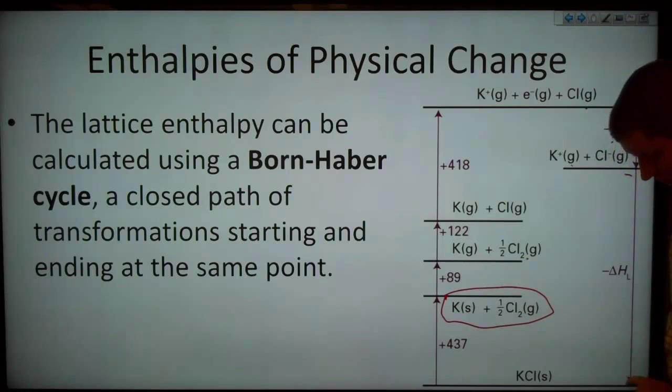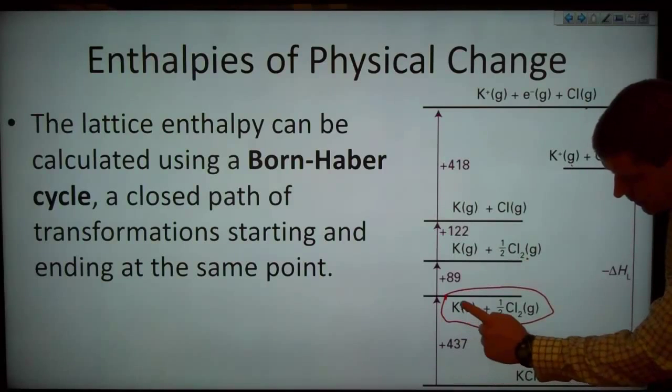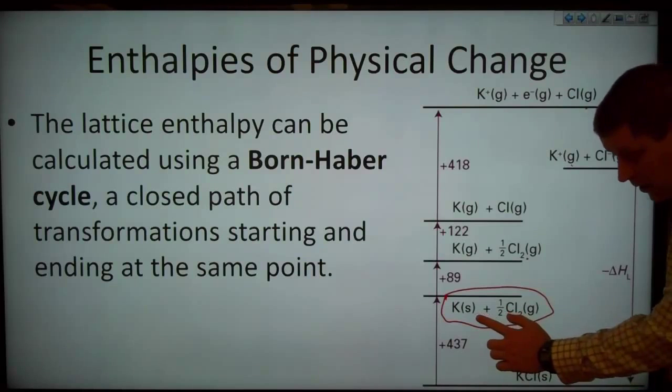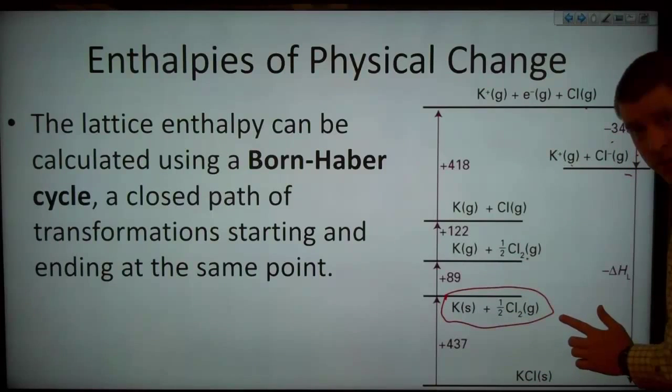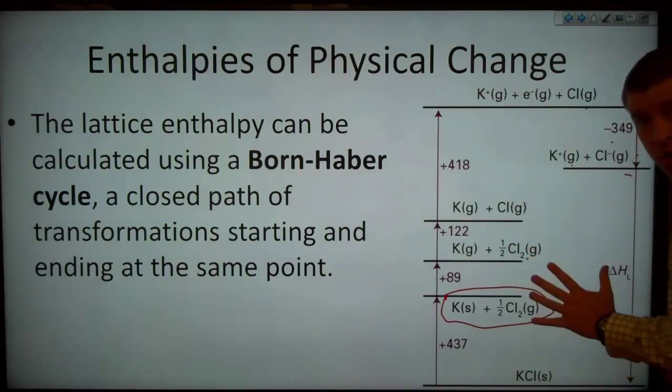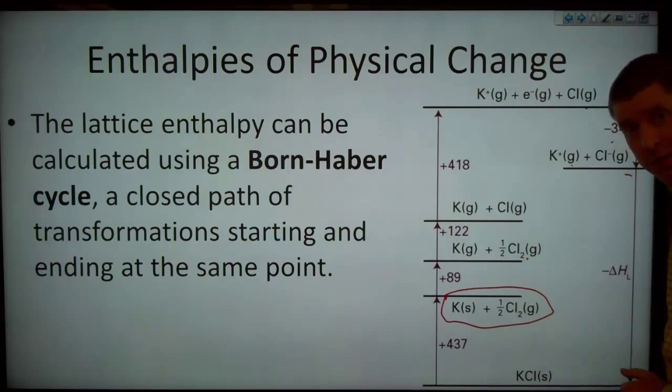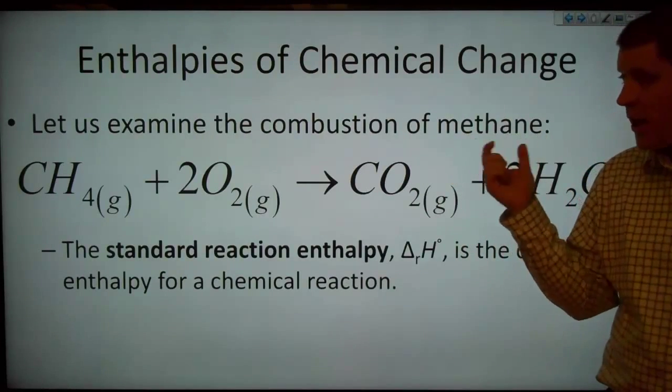And now when we combine those two, this is now the lattice energy. We're going to get a lot of energy out. And now we have potassium chloride solid. And then the last step we take is to return back to the potassium solid and chlorine gas. So we basically undo the reaction, 37 kilojoules of energy. So now let's examine the combustion of methane.